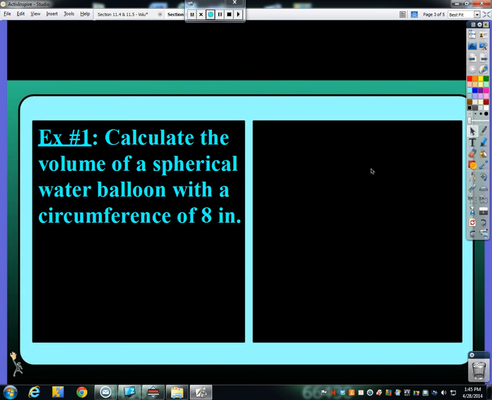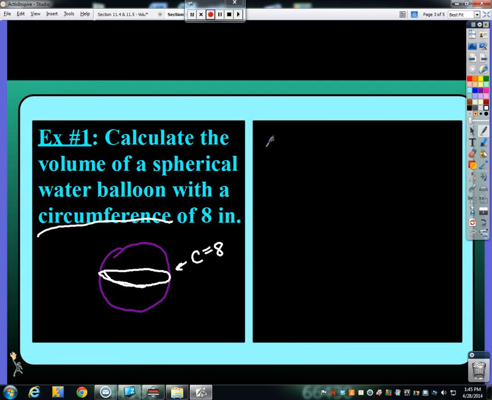So the first one we're going to look at is: calculate the volume of a spherical water balloon that has a circumference of 8 inches. So imagine we have a spherical water balloon, and the distance around the water balloon, because that's what circumference means here, around the middle part, if you will, the circumference is 8.